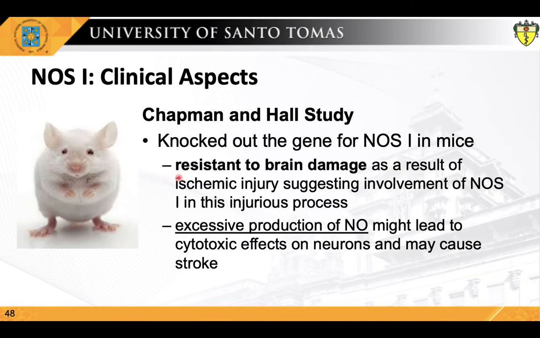Another result of the study is that these mice seem to be resistant to brain damage as a result of ischemic injury, suggesting involvement of nNOS1 in this injurious process. On the other hand, it has been postulated that excessive production of nitric oxide might lead to cytotoxic effects on neurons and may cause strokes.